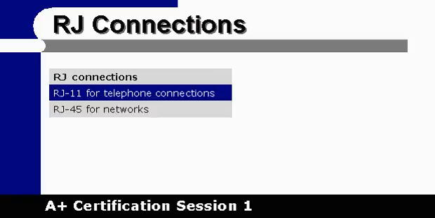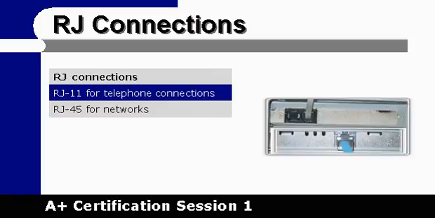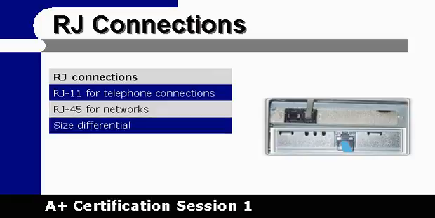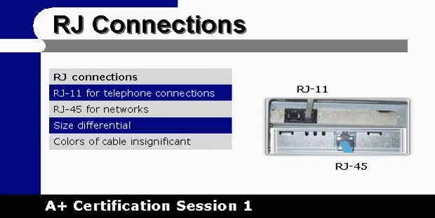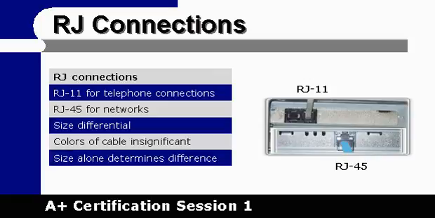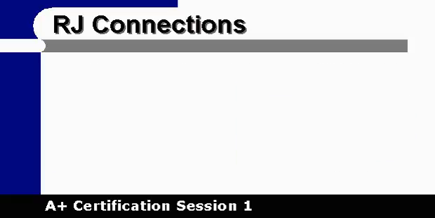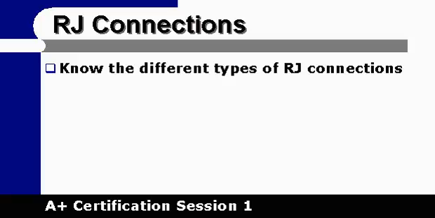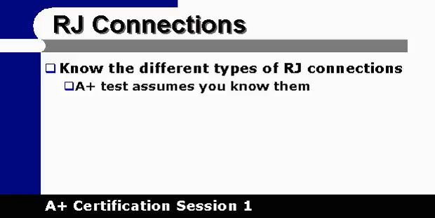Let me grab two of each type of connector. Let's put them right next to each other, and let's actually take a good close look at the two, and you can see. Notice the size differential between the two. Up here on the top is our RJ11, and at our bottom is our RJ45. Don't let the colors of cables or anything else confuse you. All we're going on is size alone, RJ11 and RJ45. Be sure you know your two different types of RJ connections. The A+ test was assuming that you'll know them too.